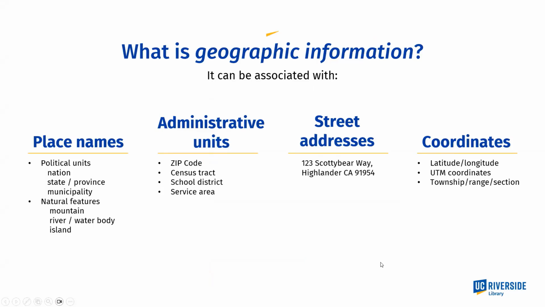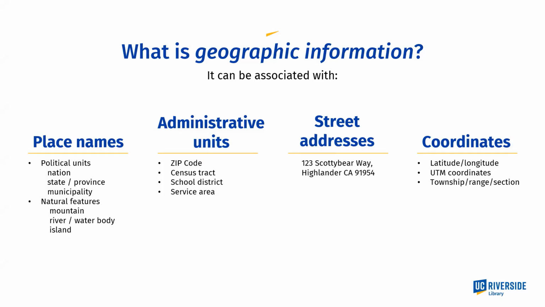So we've been talking about what is a geographic information system. Let's spend a moment thinking about what is geographic information. There's four basic buckets, if you will, that it can be associated with. First is place names, whether it's a political type of unit, such as a nation down to a municipality, or if it's a natural feature, a mountain, an island, a particular river or water body, that kind of thing.